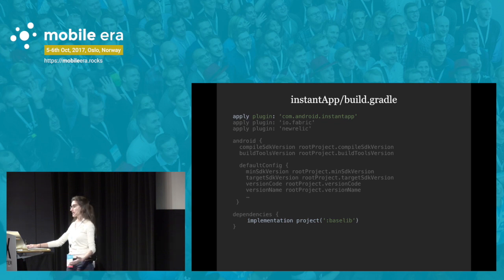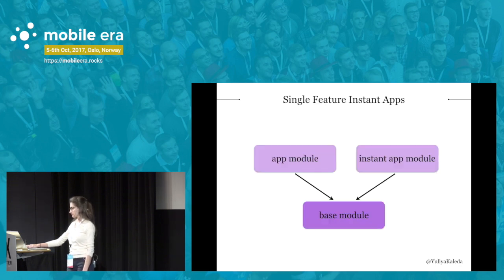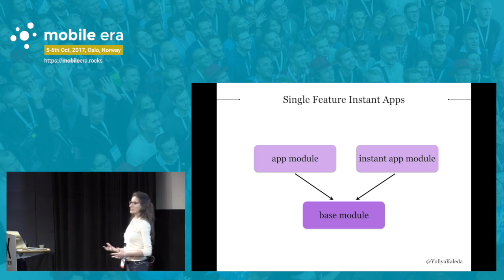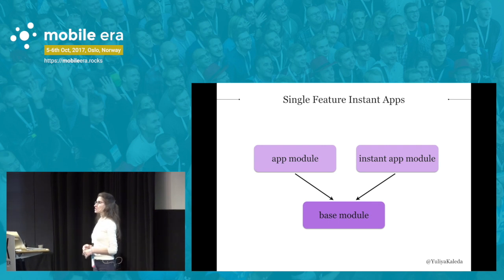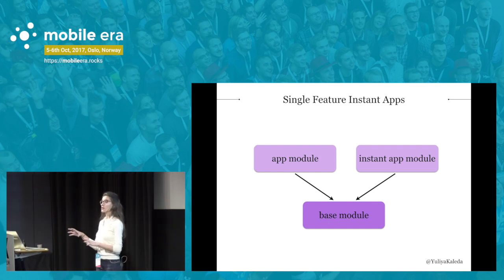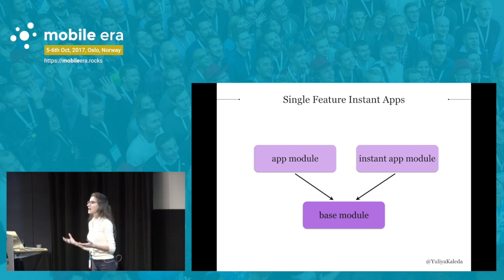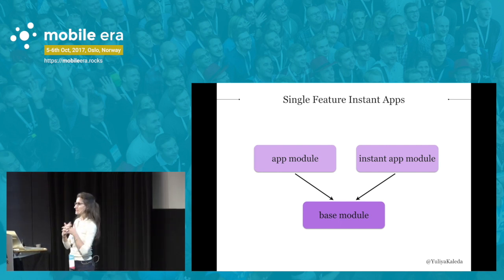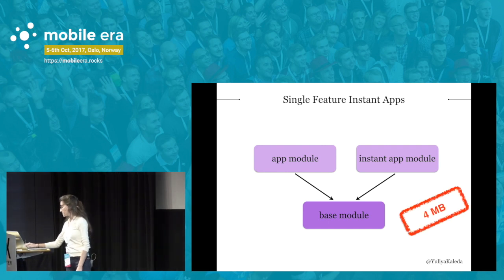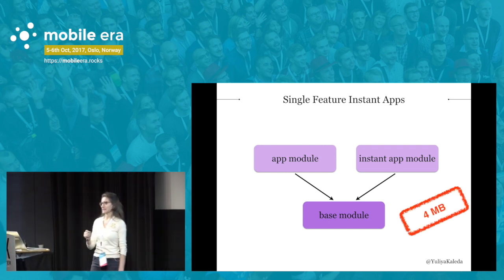But the dependencies block looks pretty much like the app module. We just have to tell the Instant App module that it depends on the base module, which is where most of the stuff lives. So once again, I would love to summarize that a single feature Instant App does not require adding extra code to your application. It's more about shifting some files around and adding extra modules to your application. It will probably take you a little bit less than half a day to build a single feature Instant App. But there is an issue with it, and this is the 4 megabyte size limit.